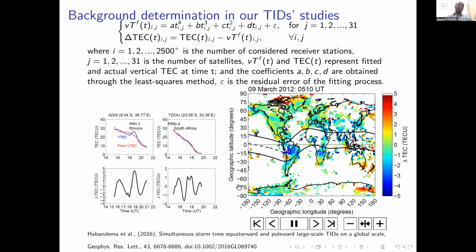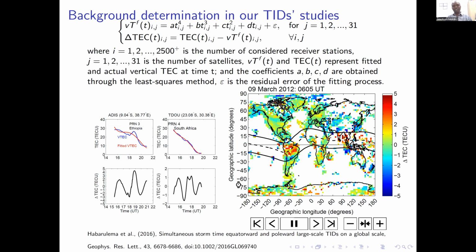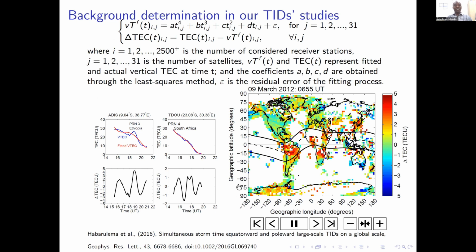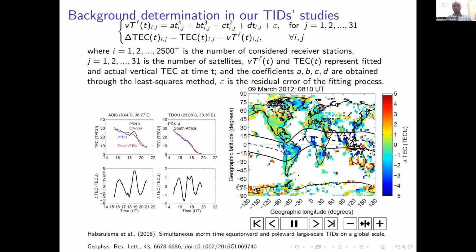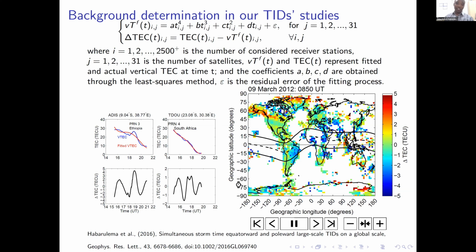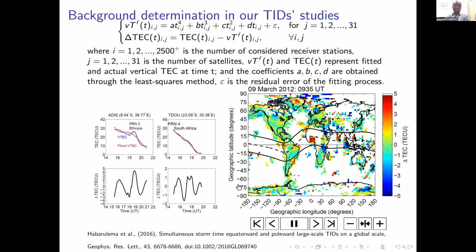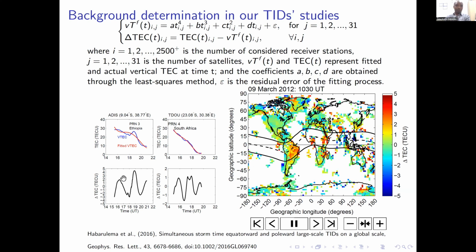Okay, so one of the important things when you're studying this kind of TIDs, or any kind of TIDs, is that you've got to be able to estimate the background. There are different methods of estimating background, and some people will use running averages, others will use some kind of mean for some specific number of days preceding the storm. In this study, we are using a simple method of polynomial fits. We are fitting a polynomial of, I think, fourth order.